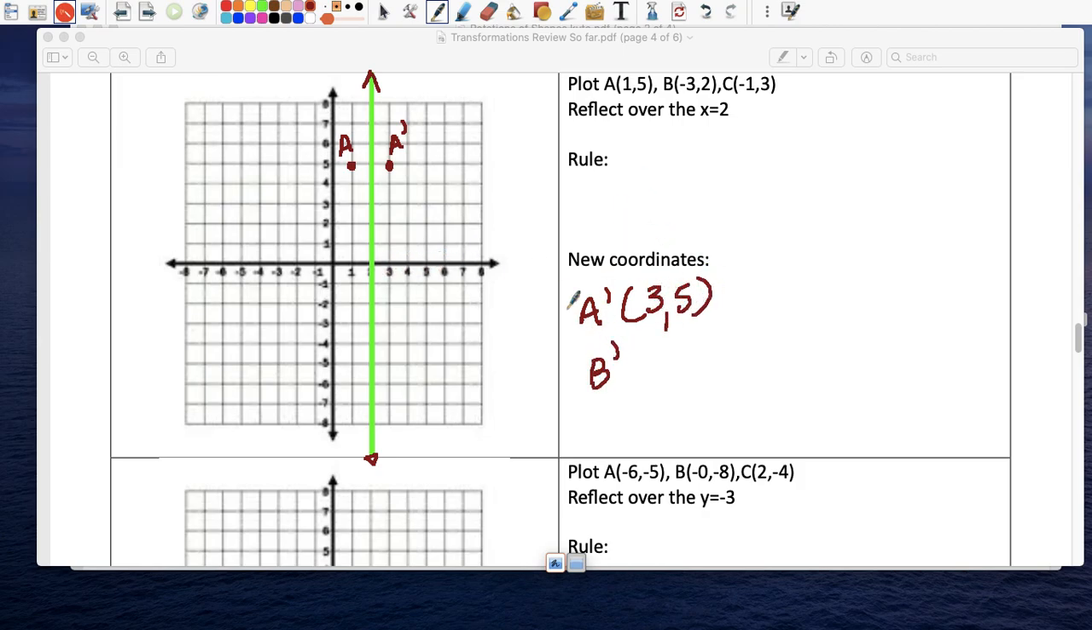B prime, well, let's see where B is. First of all, -3 and 2. Here's what B is. B prime would be 1, 2, 3, 4, 5 units on the other side. So 1, 2, 3, 4, 5. Here's B prime, which is 7, 2. C prime. Well, first of all, C is -1 and 3. Here's where C would be. So C is 1, 2, 3 units to the line of reflection. So C prime will also be 3 units on the other side.